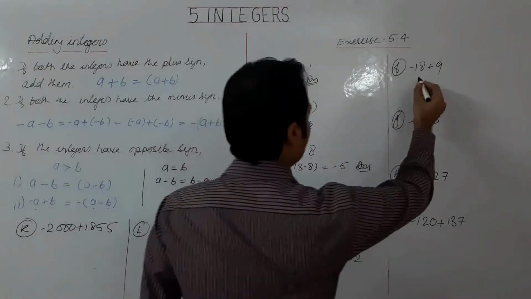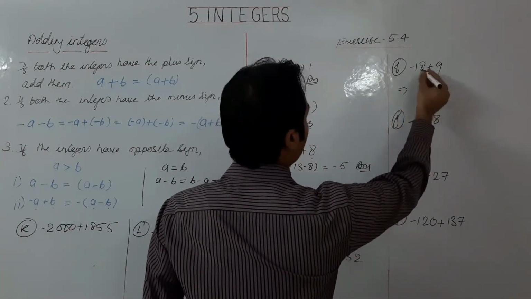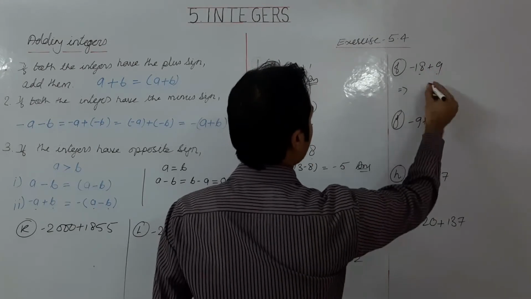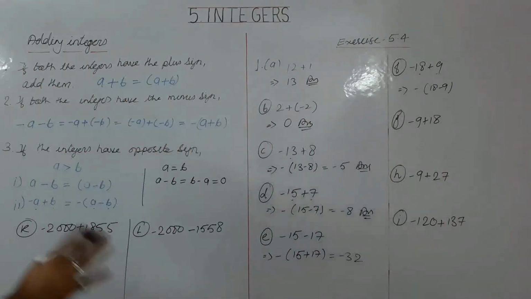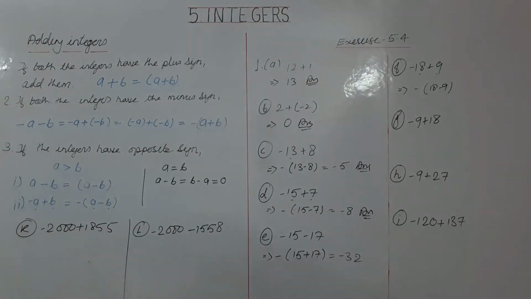Next, minus 18 plus 9. Again 18 is greater than 9. So 18 minus 9 and the sign of the greater number, the biggest number, that is 18. So the sign is negative.